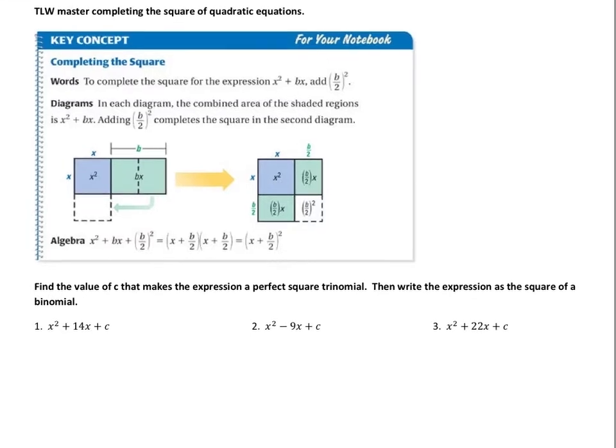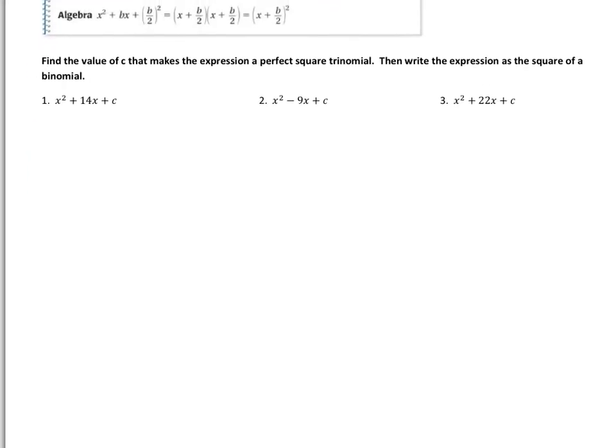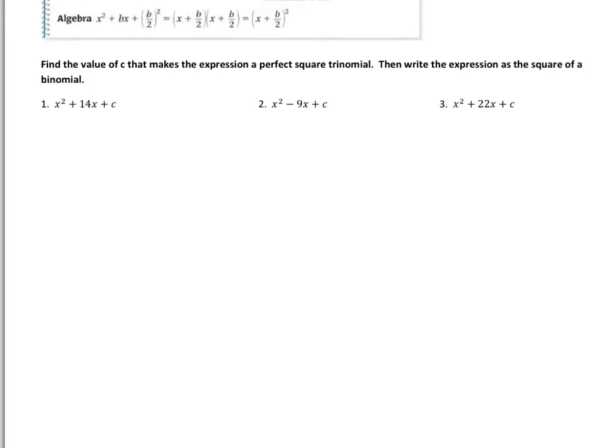So let's take a look at these. See how all I did was leave this equation right here? So it says, find the value of c that makes the expression a perfect square trinomial. Then write the expression as the square of a binomial. This right here is the square of the binomial.